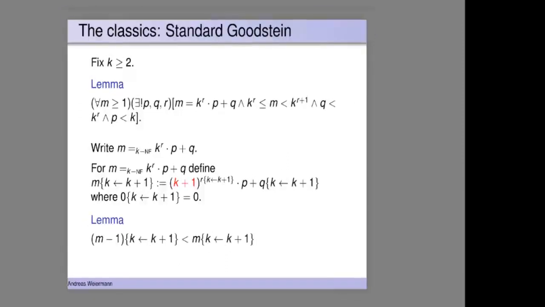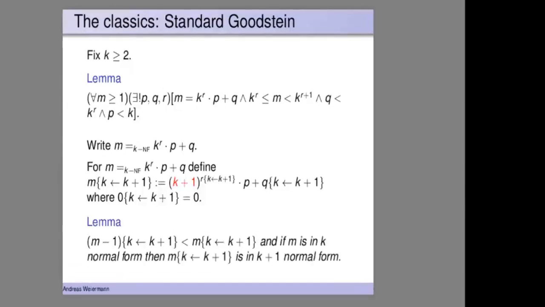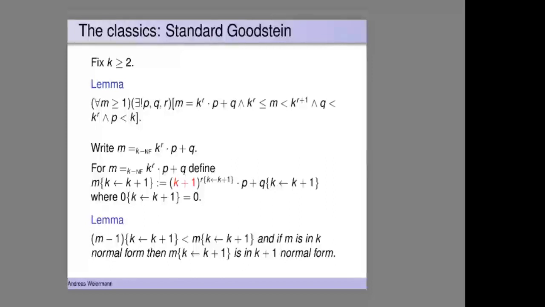Now, one can show that the base change operation is strictly monotone. Moreover, if m is a term in k normal form, then after base change, the new result is also written in k plus 1 normal form. So base change preserves normal forms.